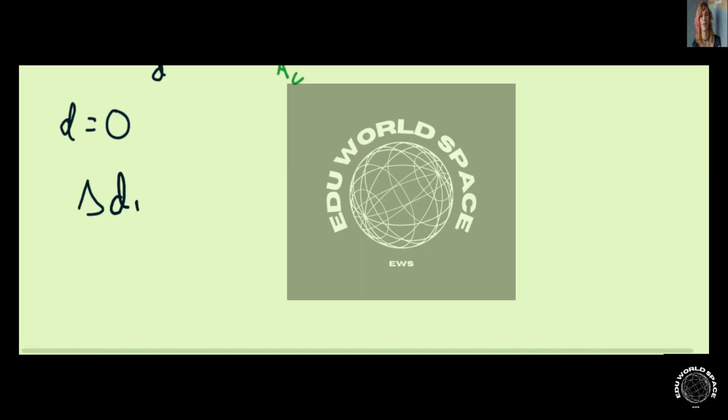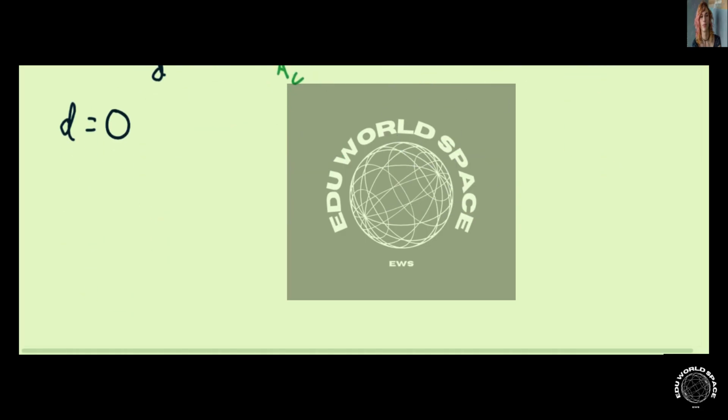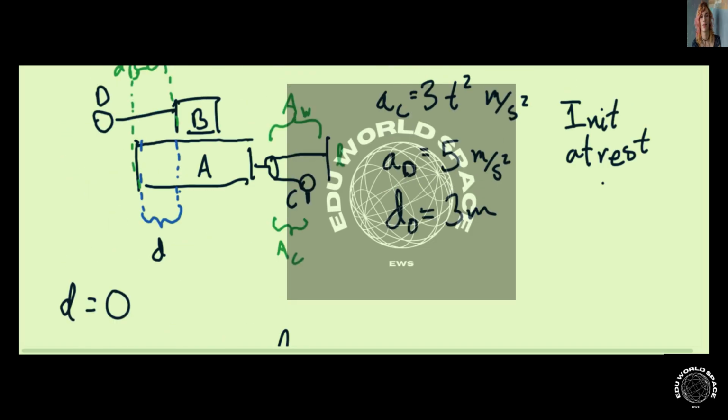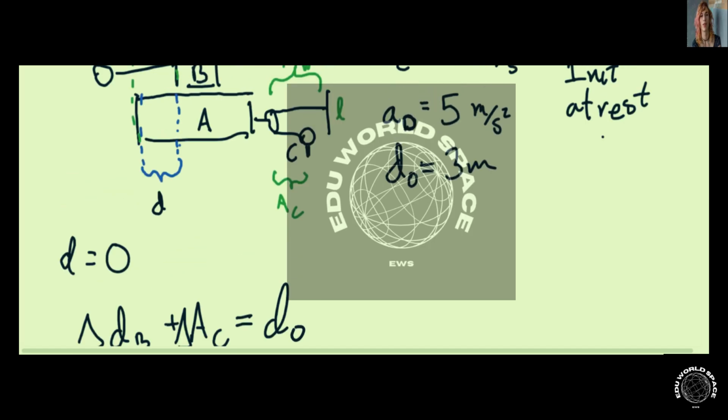So what we're interested in finding then is when D is equal to 0. And this will occur when the change in DB plus the change in AC or AW, doesn't really matter since these are going to be the same, is equal to our initial distance there. So once the change of both of these blocks added up is equal to our initial distance, then the distance between them will be 0.